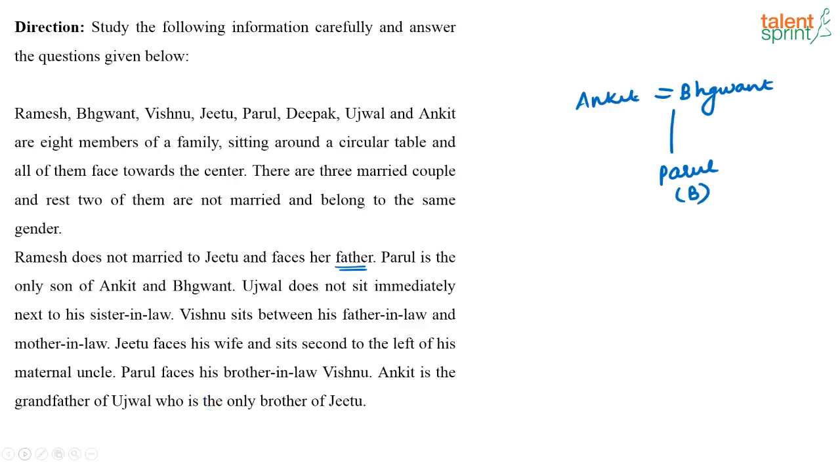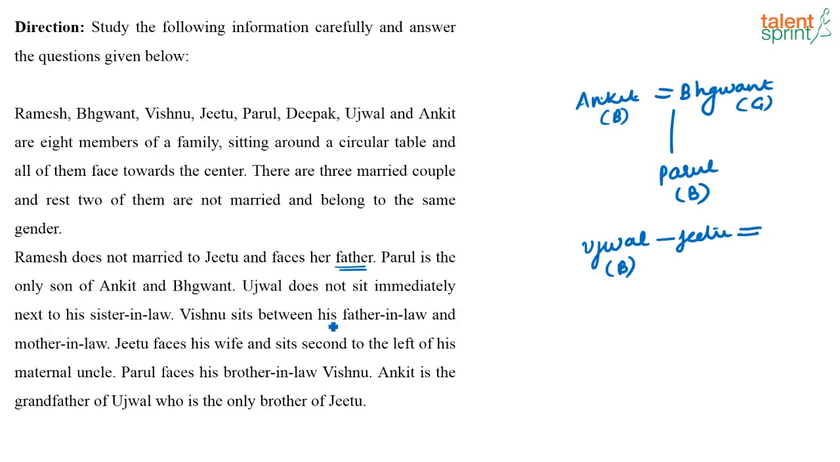Then, here it is given, Ankit is the grandfather of Ujjwal, who is the only brother of Jeetu. So, Ankit is the male, Bhagwant is a female, and Ankit is the grandfather of Ujjwal. So, Ujjwal is basically in the third generation. Ankit is in the first generation, he has some children and Ujjwal is his grandchild and Ujjwal is the brother of Jeetu. So, Ujjwal is a male. Then, Jeetu faces his wife, that means Jeetu is one of the married persons. Ujjwal does not sit immediately next to his sister-in-law. So, Ujjwal's sister-in-law is Jeetu's wife.